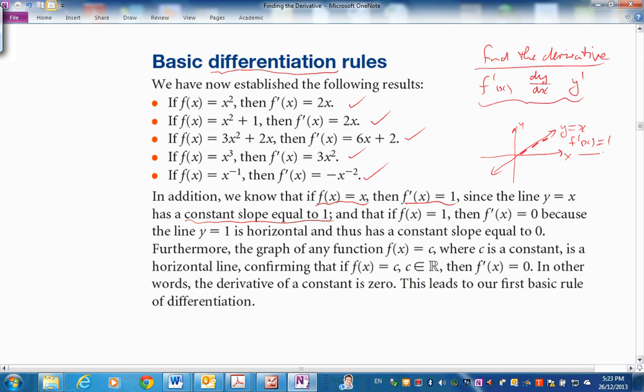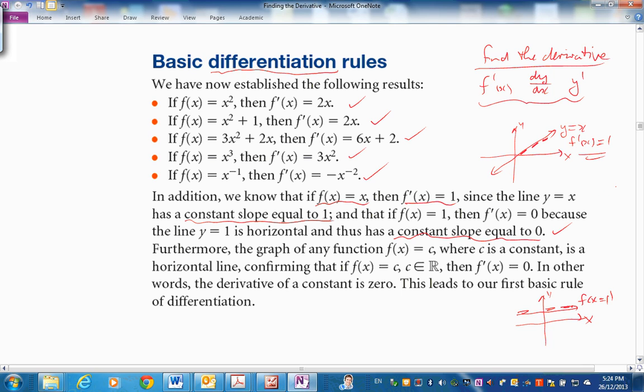f'(x) = 1. If f(x) equals 1, let's draw that one down here. f(x) = 1, that's a flat line there, y = 1. All the tangents coming along there are parallel to the x-axis, so they all have a slope of 0.